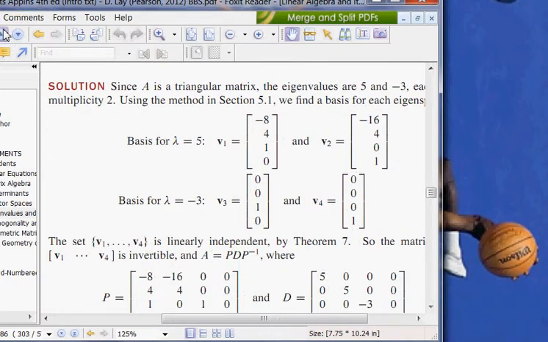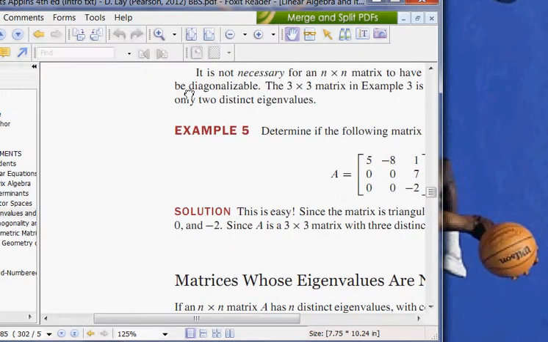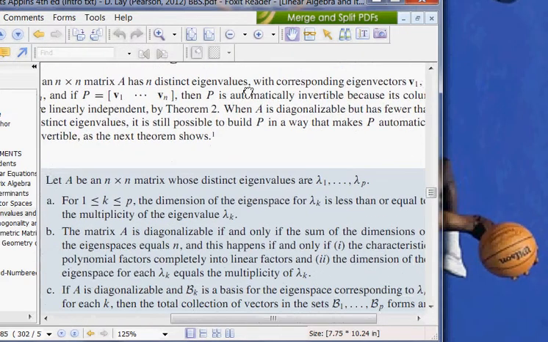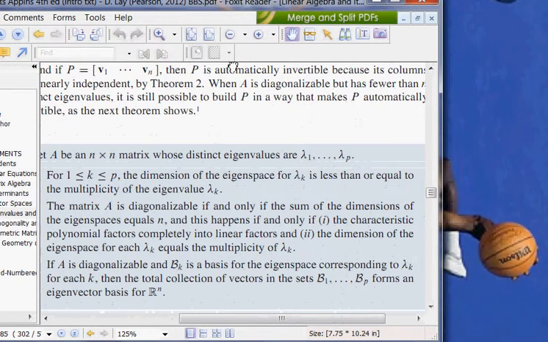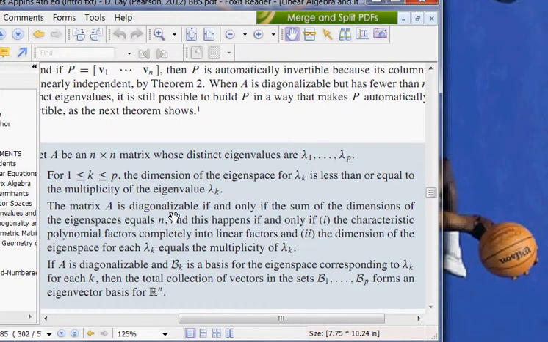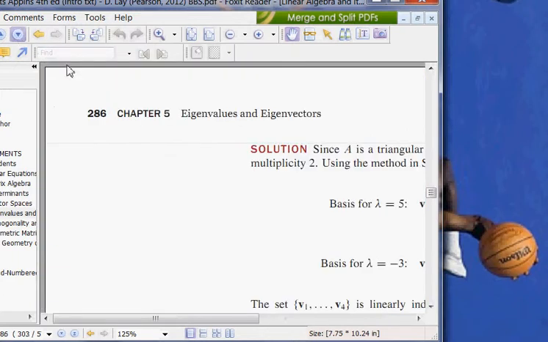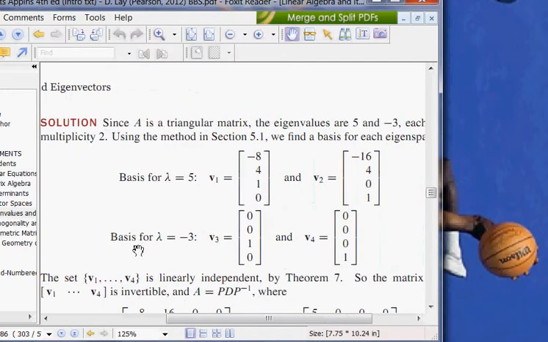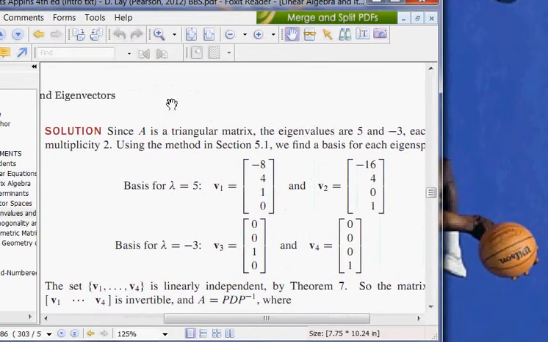So let's go back to theorem 7. The key is this sentence right here. The matrix A is diagonalizable if and only if the sum of the dimensions of the eigenspaces equals n. Okay, so first let's figure out what n is. Well, because A was a 4x4 matrix, n equals 4, okay?